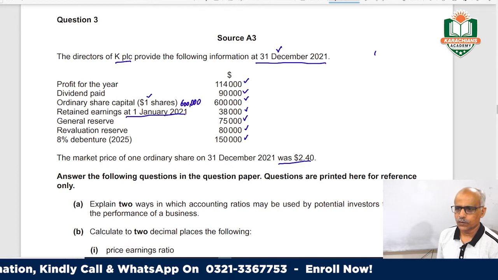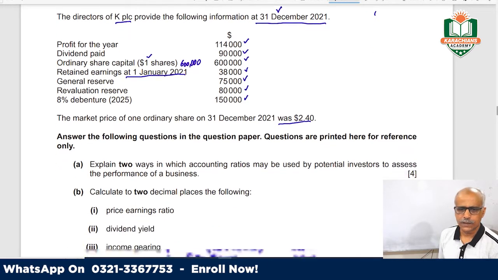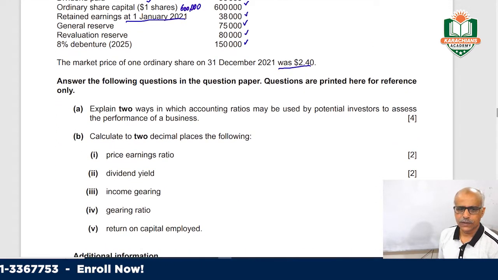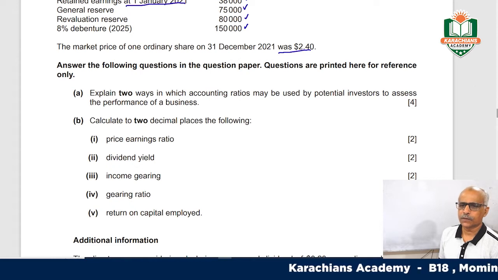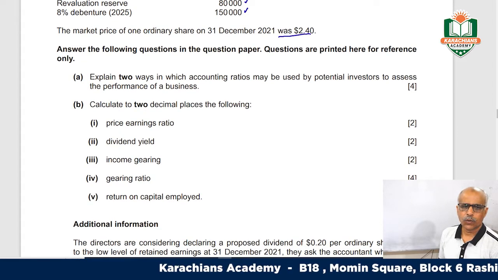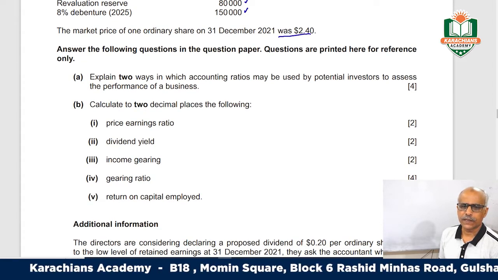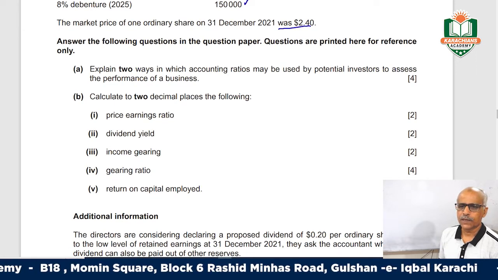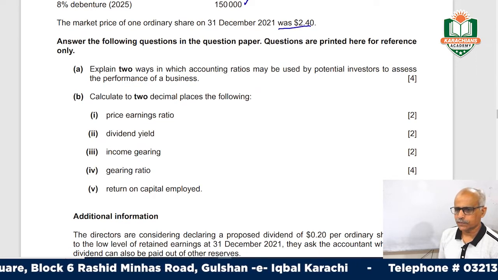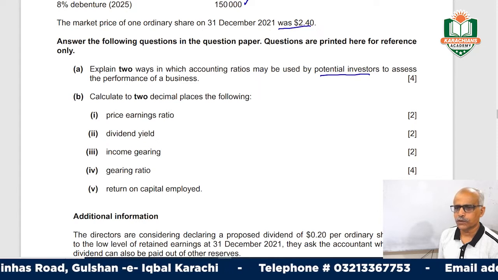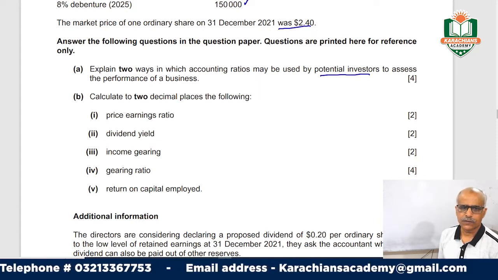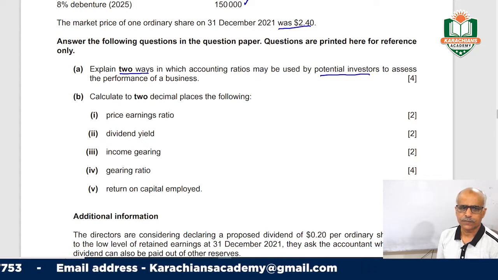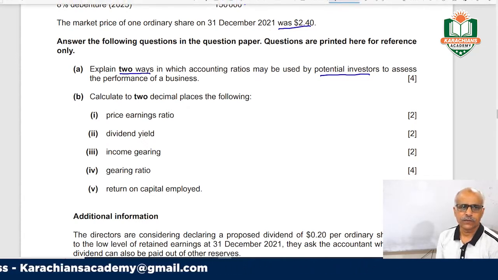So let's move on and see what the question is. It looks like a comparatively easy question. Answer the following questions in the question paper. Explain 2 ways in which accounting ratios may be used by potential investors. Potential investors means prospective investors, to assess the performance of the business.